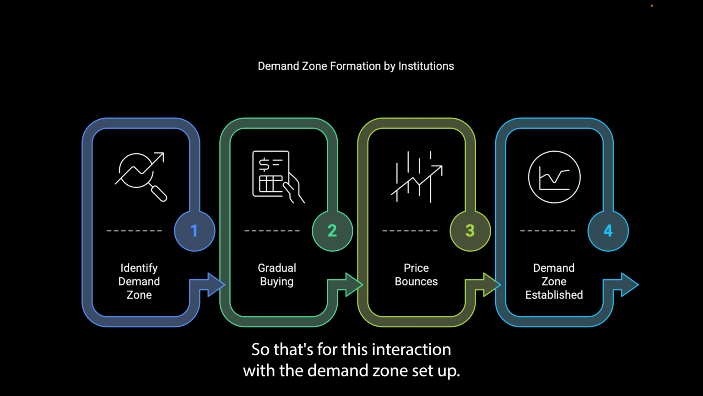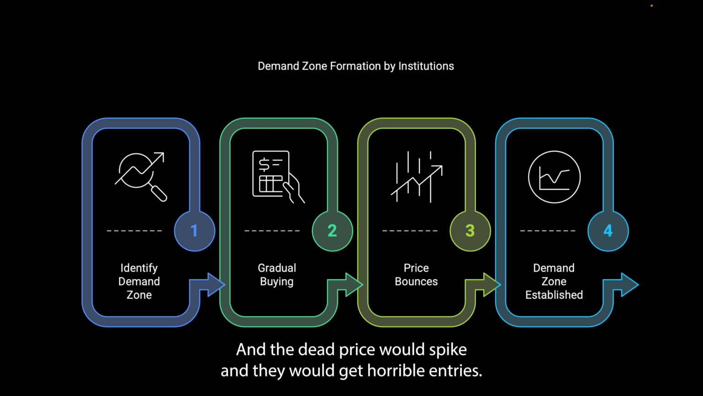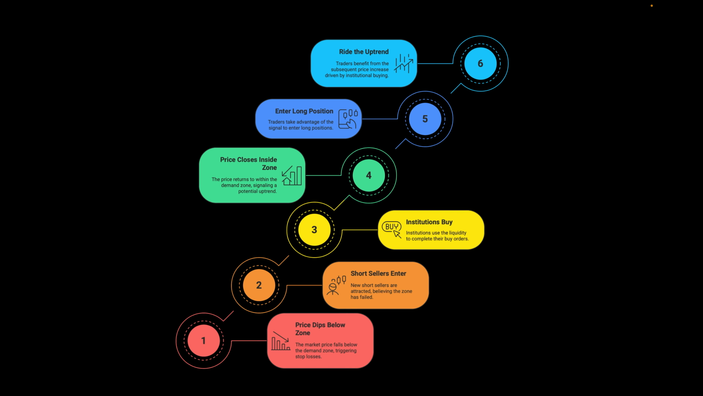So let's put this into action with a demand zone setup. Big institutions like banks and hedge funds can't just buy all at once. If they did, price would spike and they would get horrible entries. So instead, they buy gradually, creating a demand zone where price repeatedly bounces.